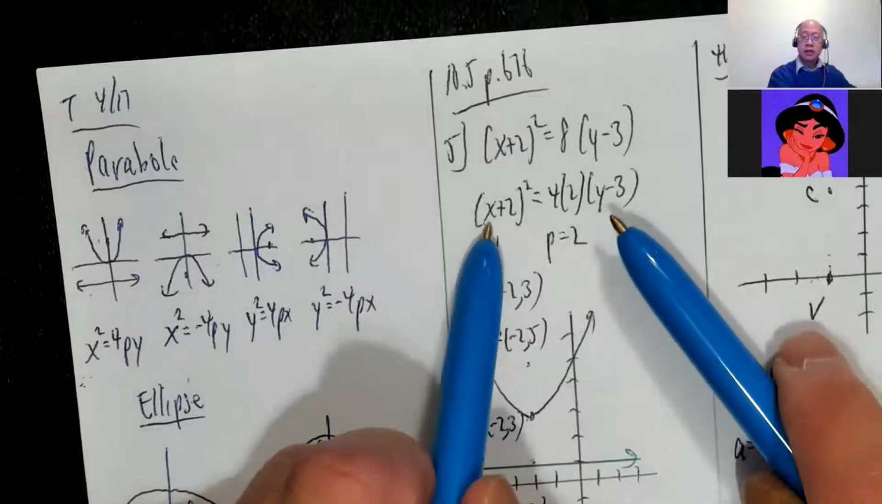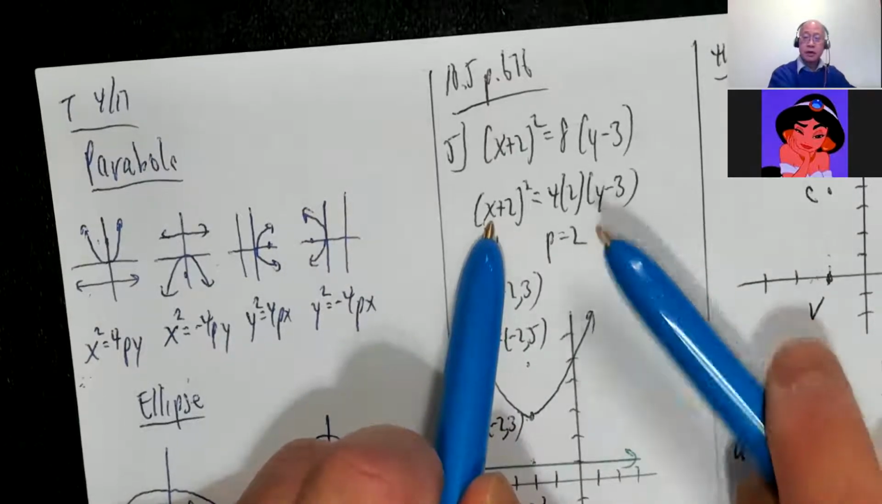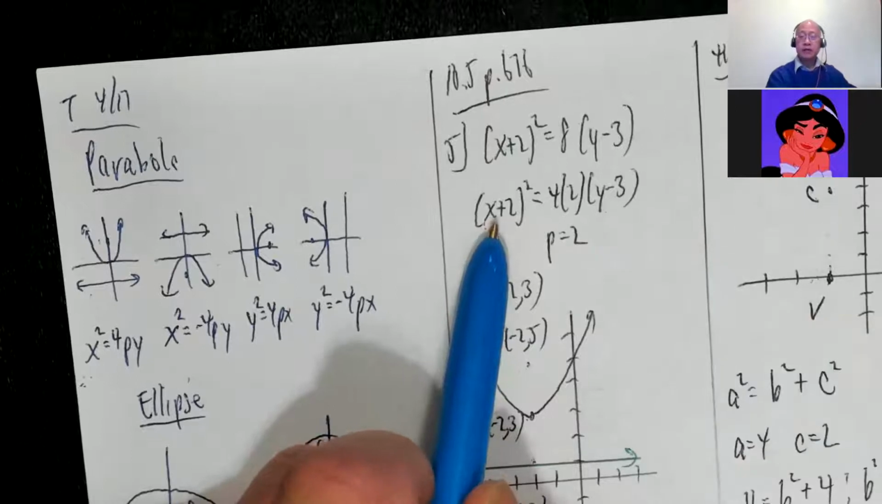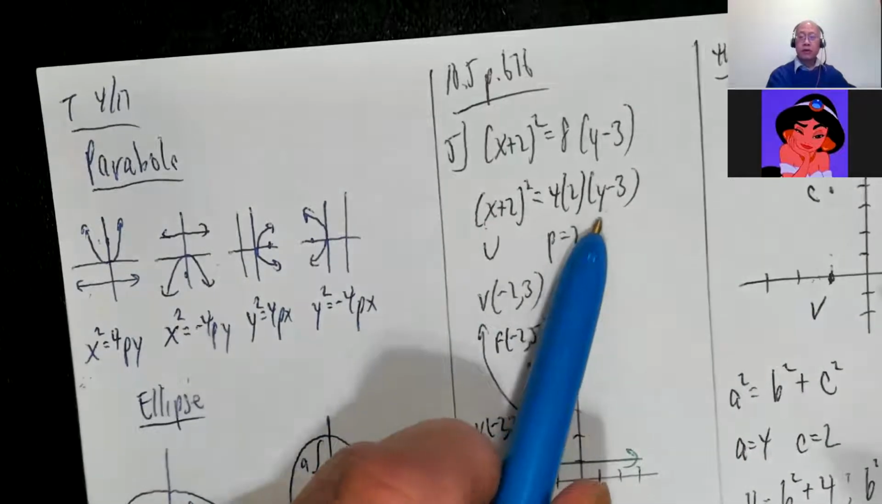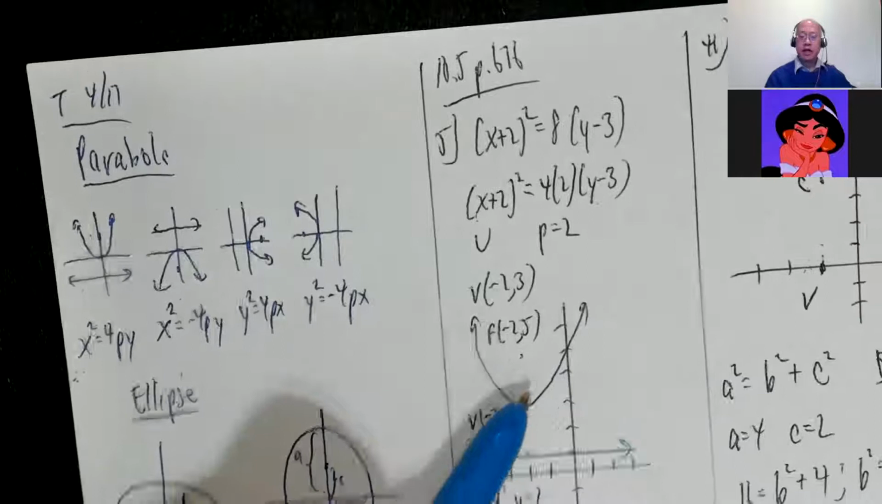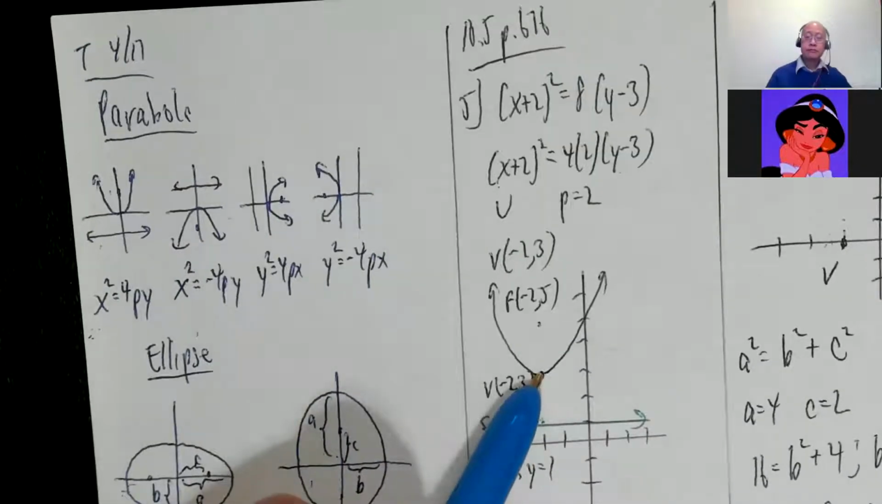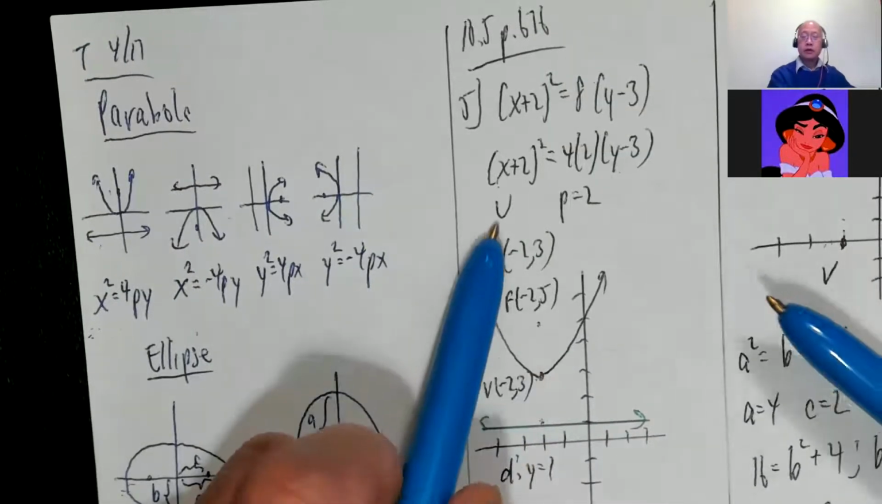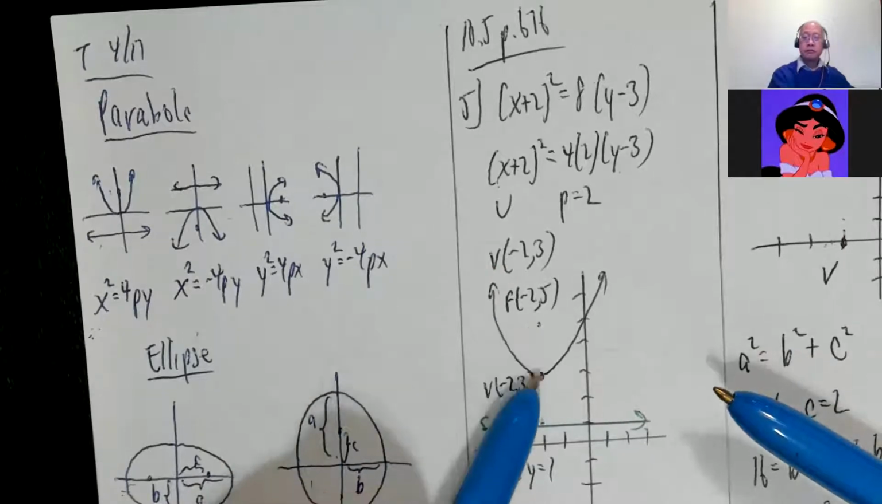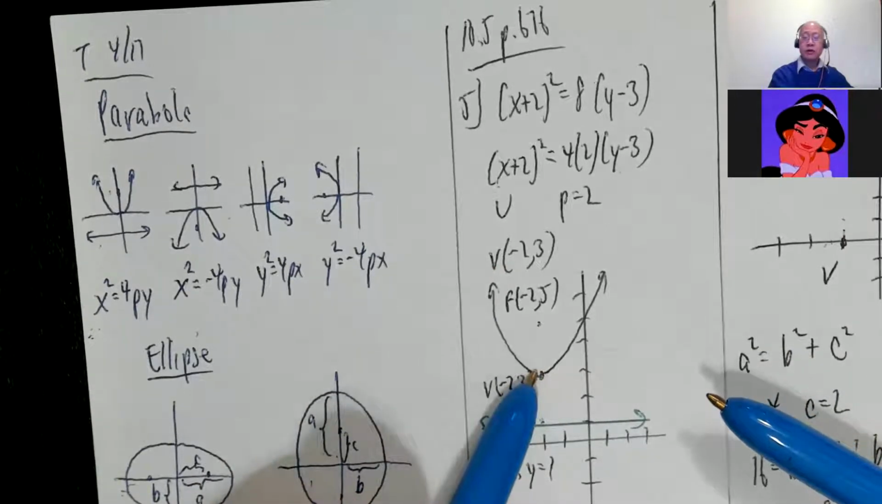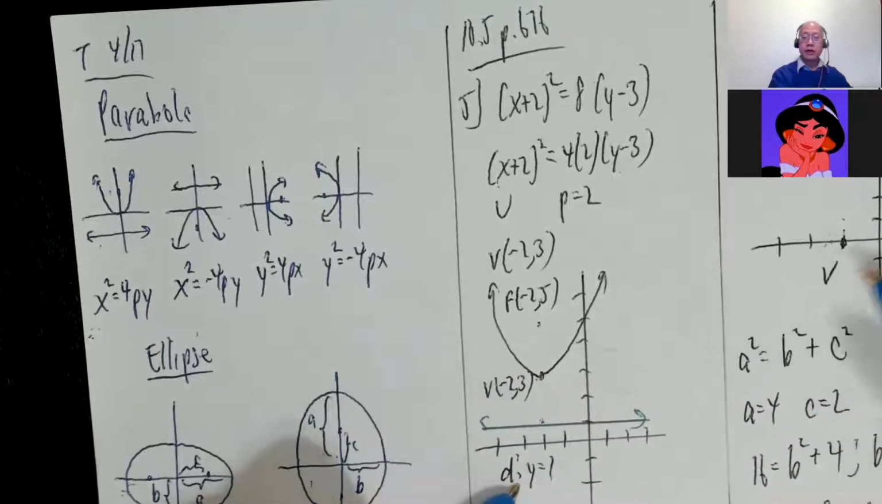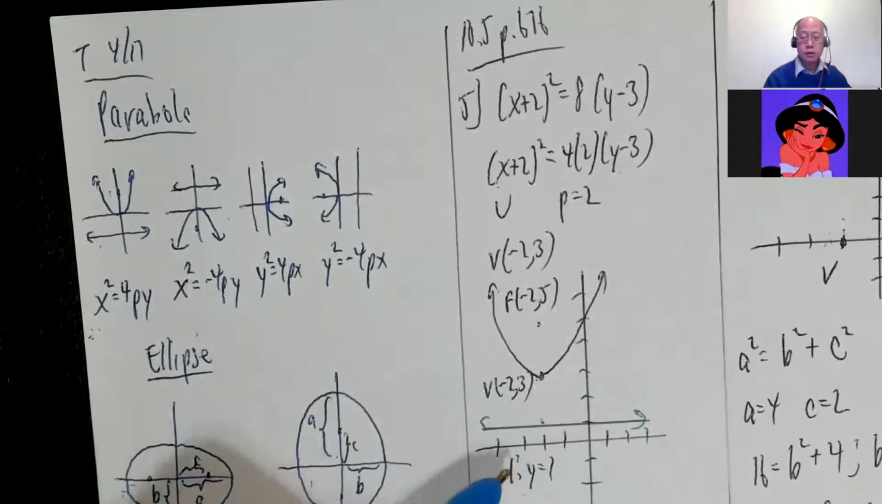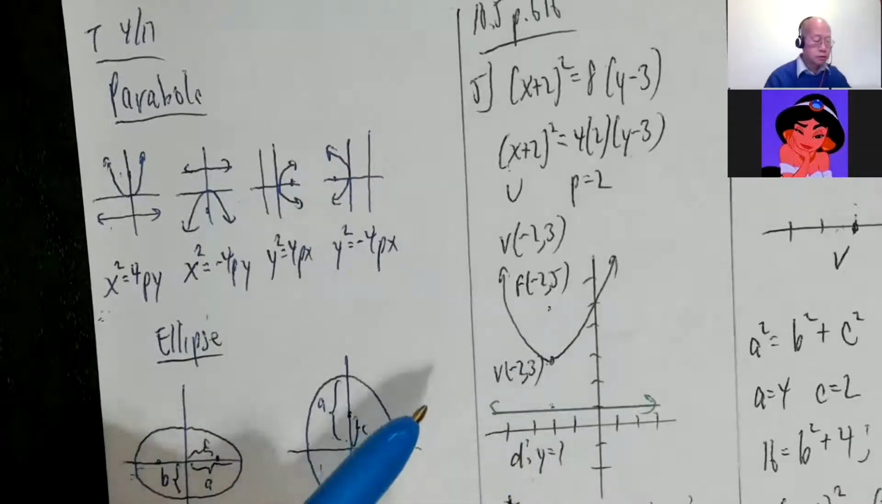And the translation is 2 to the left and 3 up, right? X plus 2 means 2 left, y minus 3 means 3 up. So the vertex is negative 2, 3. Right? I know it's U-shape. Focus is 2 up, so negative 2, 5. Directrix is 2 down, y equals 1. Okay, so there we go.